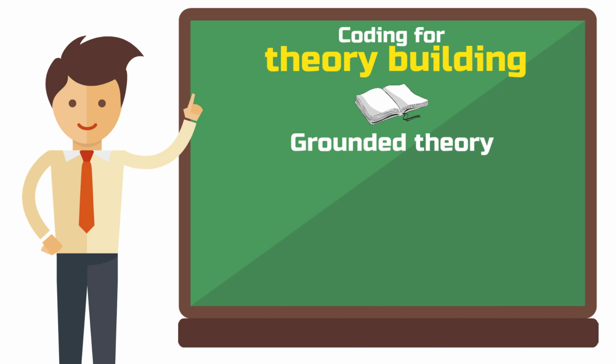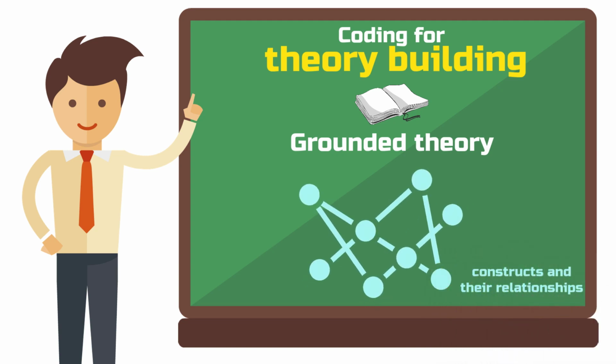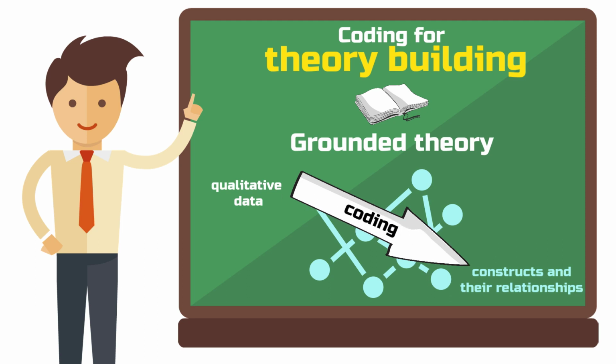In summary, grounded theory is a methodology, not just a method. This means that you can combine different qualitative coding techniques to reach your goal, new theory. This new theory consists of constructs and their relationships to each other. The necessary intermediate step to reach these components from qualitative data is coding.